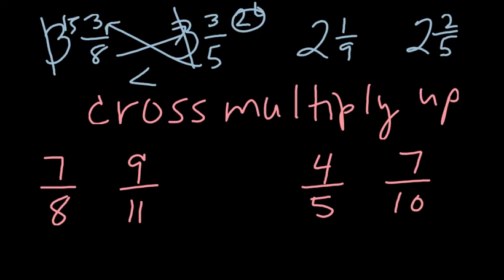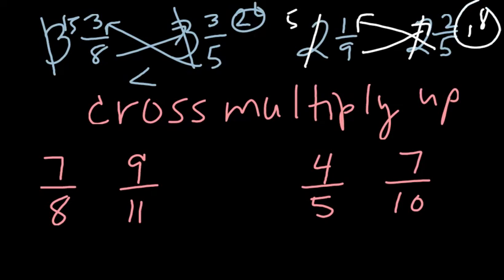Okay, next one, 2 and 1/9 and 2 2/5. Don't need the 2's, they're equal. So 9 times 2 is 18. 5 times 1 is 5. We cross multiplied up. 18 is bigger, so that means 2 and 2/5 is bigger than 2 and 1/9, so less than. 2 and 1/9 is less than 2 and 2/5.